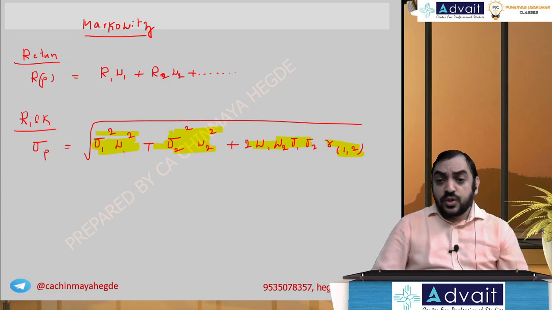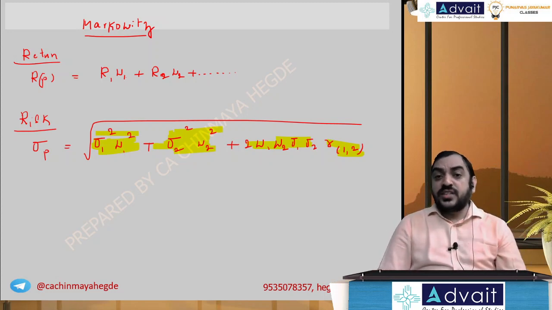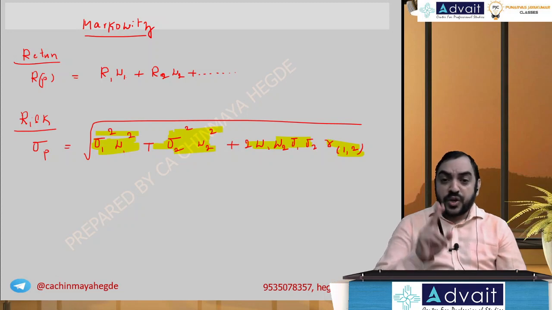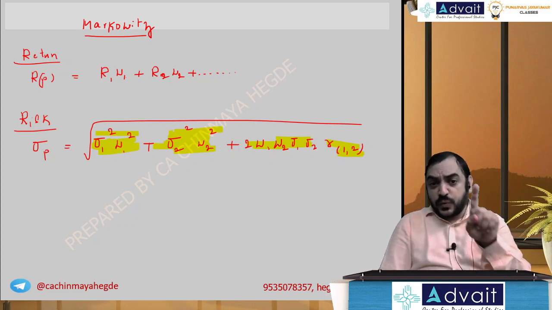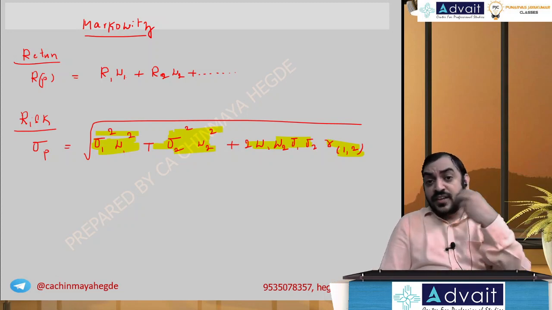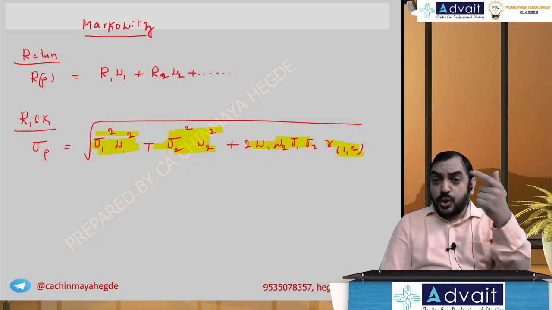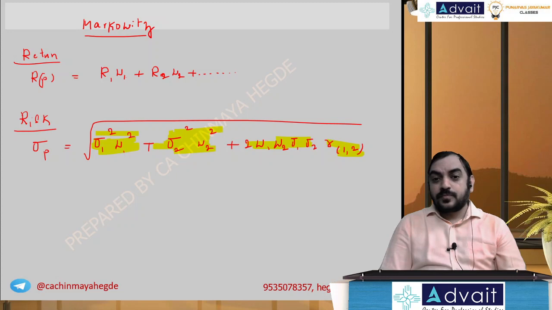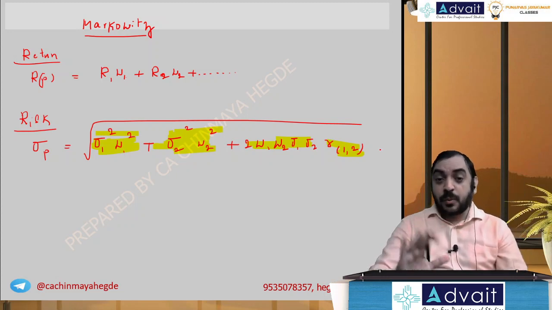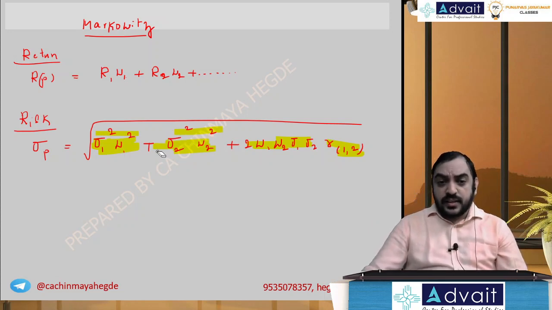But anyway, you apply this formula for a 2 security portfolio. For a 2 security portfolio, it is a square, b square, 2ab. If it is 3 securities, a square, b square, c square, 2ab, 2bc, 2ca. 3 securities is sufficient from an exam point of view. First remember 2, then you think about 3.